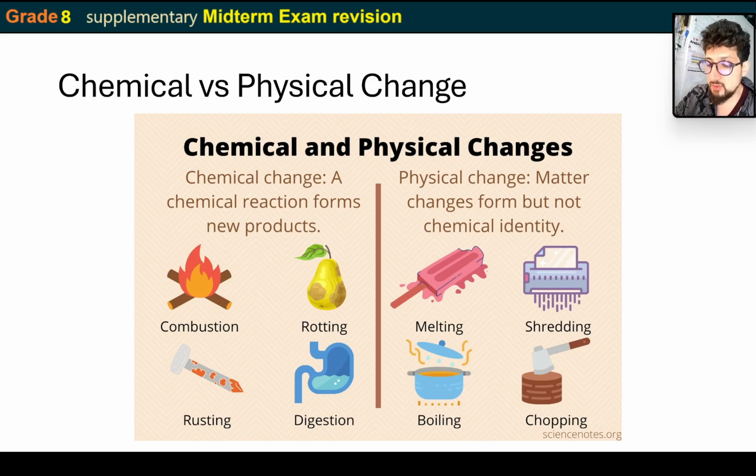Rusting is an example of a chemical change. Digestion is an example of a chemical change. So all of these are chemical changes because you've made a new substance. So when a new substance is made, it's a chemical change. When no new substance is made, it's a physical change.